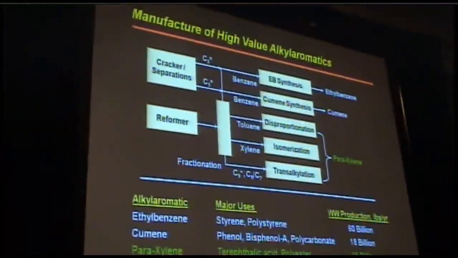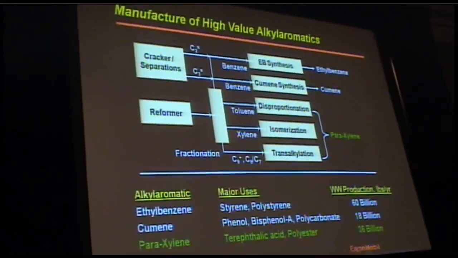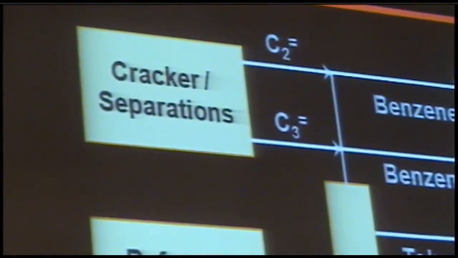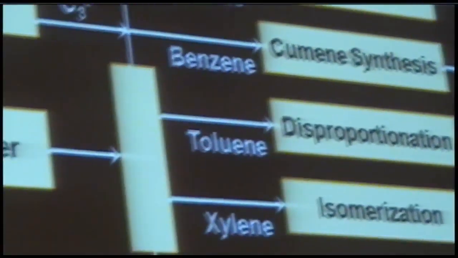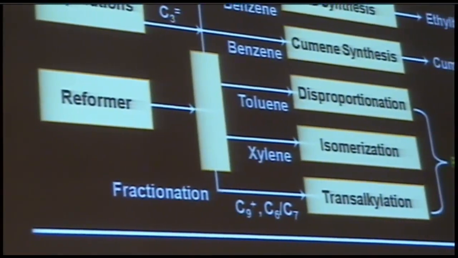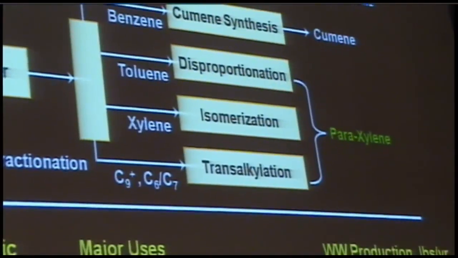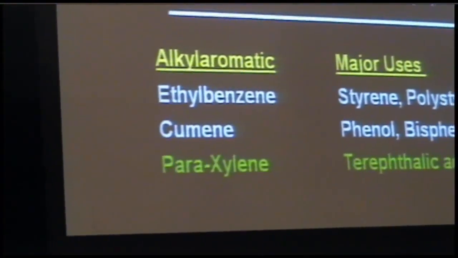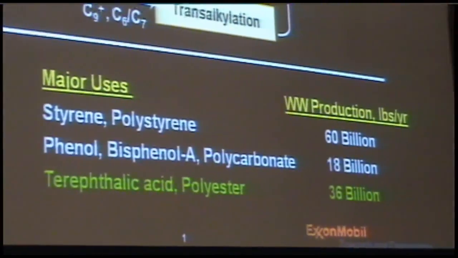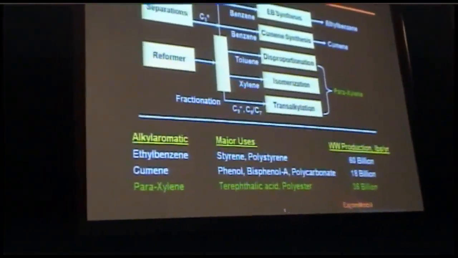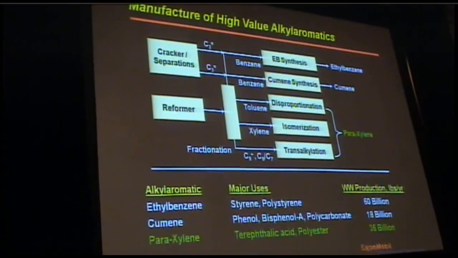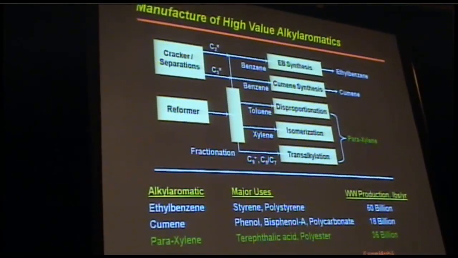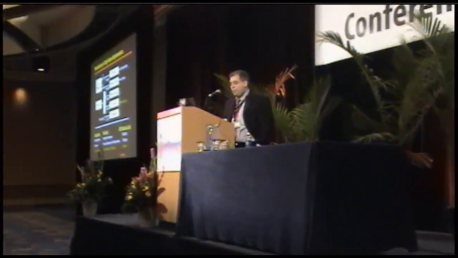So aromatics is a big business. The manufacture of high-value aromatics can be demonstrated as seen in this slide. You start with the olefins that you get from cracker separations, whether the FCC or steam crackers, and then you combine them with the base aromatics. So in the case of ethylene, I can combine with benzene to make ethylbenzene, and propylene combined with benzene to make cumene, two very important chemicals. And then from the reformer, I get toluene and xylenes, and I can make paraxylene, which is a very important molecule that I'll talk more about.